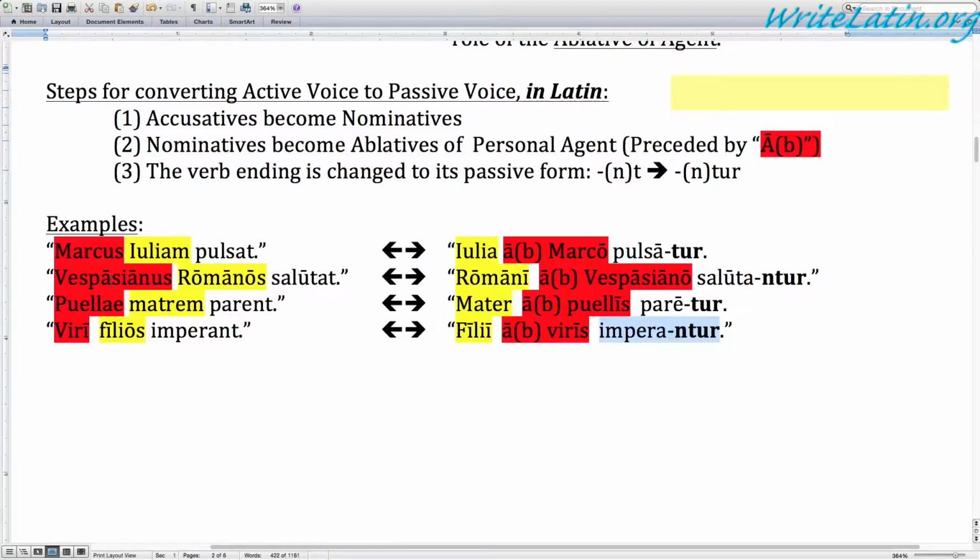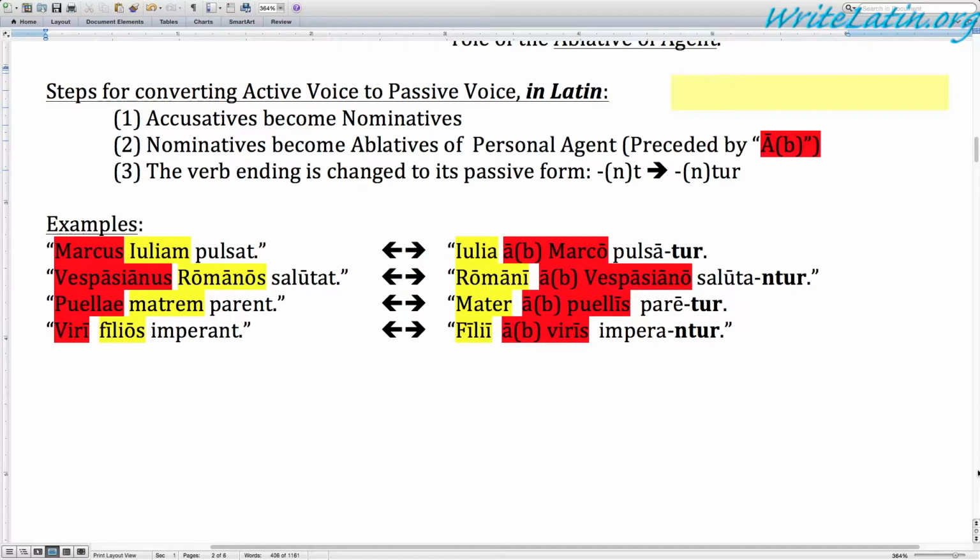If you just have a little image video of what's going on in your mind, then you don't even have to think about all these rules. That would be the best way to do this. Vespasian greets the Romans. By Vespasian the Romans are greeted. Marcus, Julia punches. Julia by Marcus is punched.